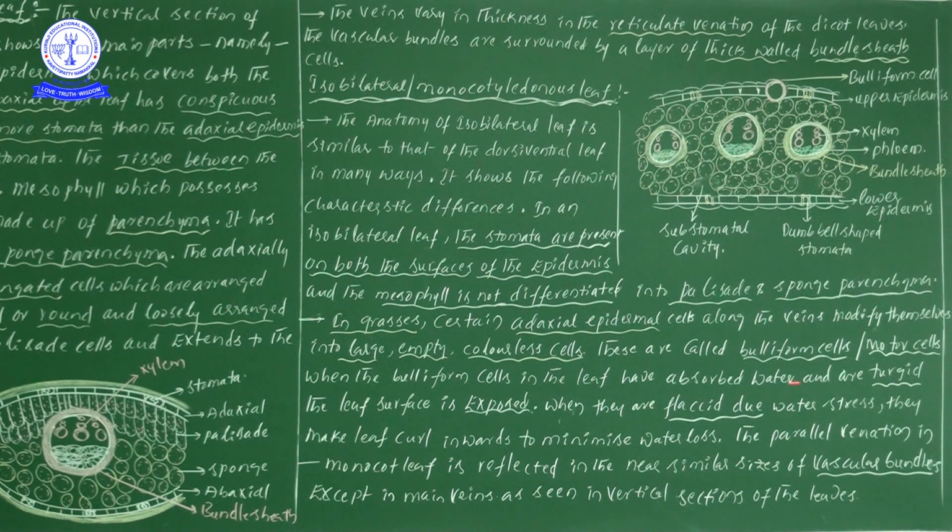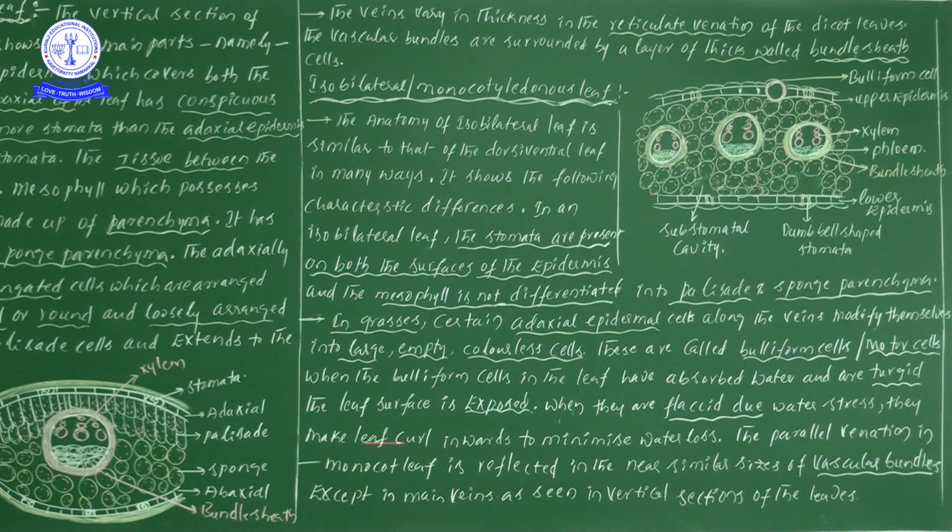When plants have more water, the leaf surface is exposed. Suppose the leaf does not have much water, then leaf rolling, that is, leaf curling, happens towards the inside. Why, sir? That is to minimize the water loss.